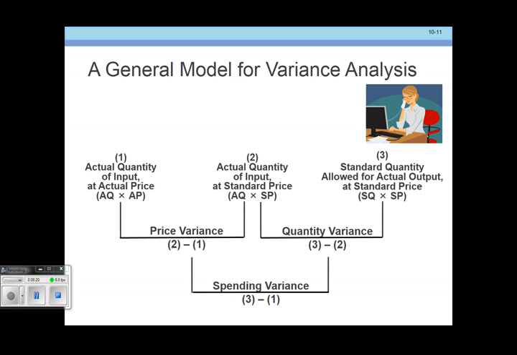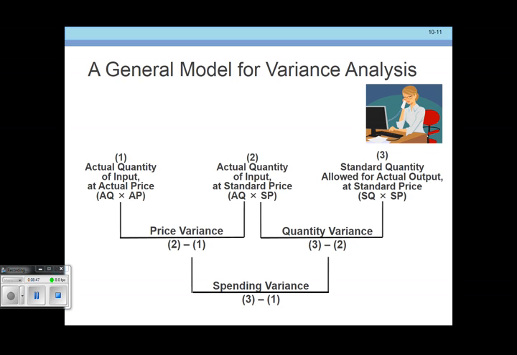I prefer to use this model. This model is on one of the pages of the text, and I prefer to use this because it becomes very apparent whether the variance is favorable or unfavorable. Later on in this lecture, I'll show you the mathematical way. I'm not really fond of that, and when we get to that, I will explain why.